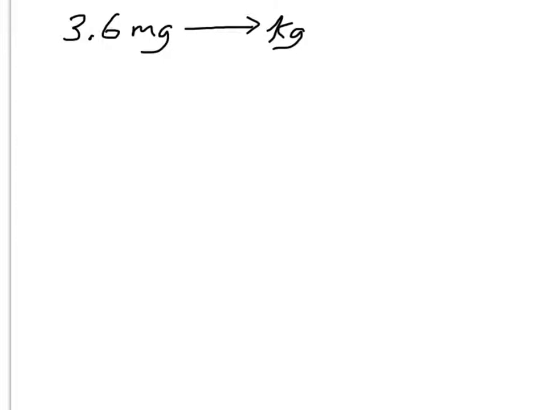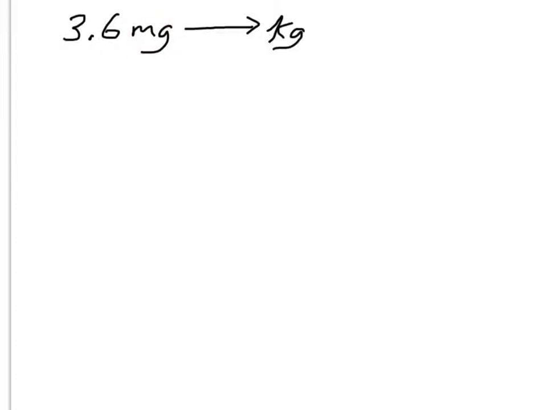So how do you go from one unit that has an SI prefix in front of it already to another one that has an SI prefix in front of it? This is a two-step process. We're not going from grams to kilograms. We have to go from milligrams to kilograms.